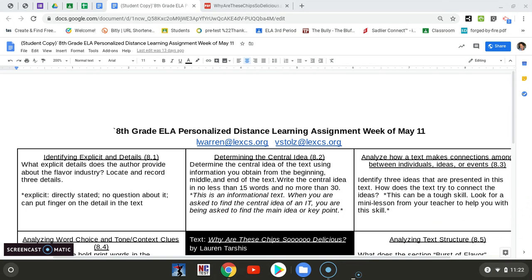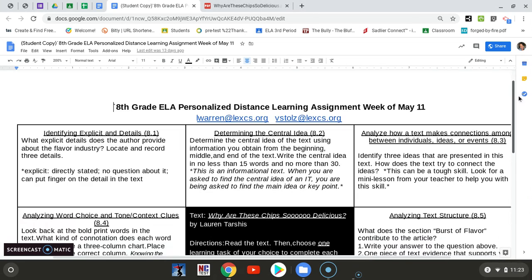You all have a new assignment for the week of May 11th. Last week, you took a look at a poem. This week, you're taking a look at an informational text. As you know, informational texts are those pieces of text that provide you real information about real people, real places, real things, real events, real ideas. And so we thought it was important to continue with that skill because informational texts are types of text that you will continue to engage with in the years to come.